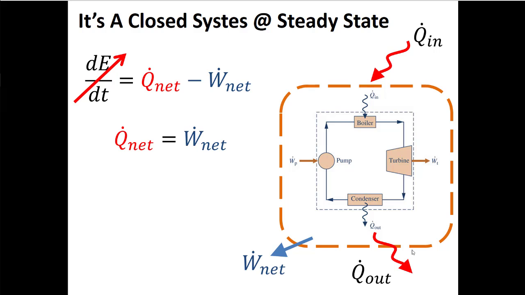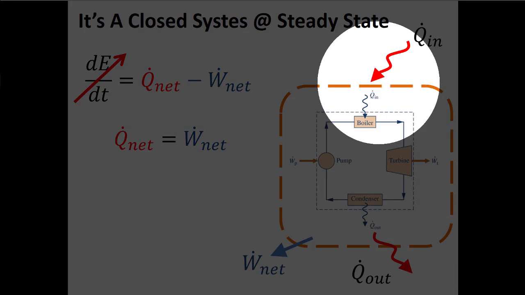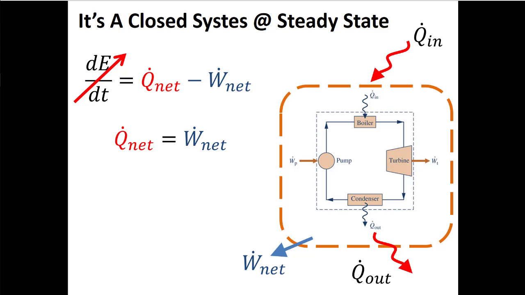So this net work that we get out is equal to the heat in minus the heat out, right? Because that's what the conservation of energy tells us. We can't just create energy out of thin air, so all the inputs have to equal the outputs. So I can write net heat as heat in, that's positive, minus heat out.